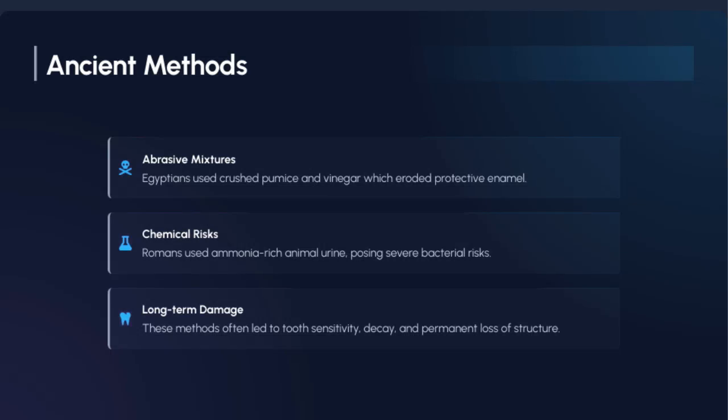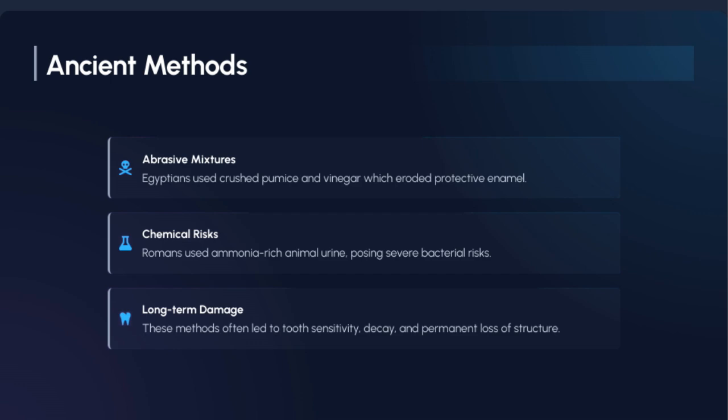When we look at long-term damage from these ancient dental methods, it's clear they often caused more harm than good. They could lead to tooth sensitivity, decay, and even permanent loss of tooth structure over time. For example, the chemical risks were significant. Romans, for instance, used ammonia-rich animal urine in their practices, which not only was unpleasant, but also posed severe bacterial risks that could threaten oral health.